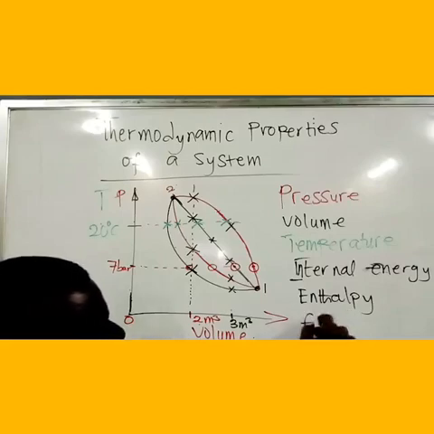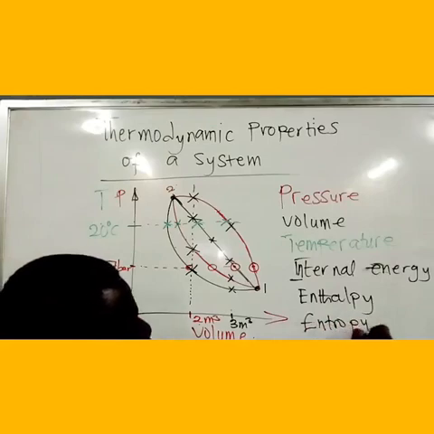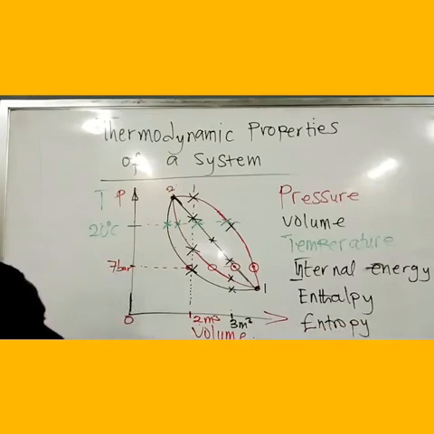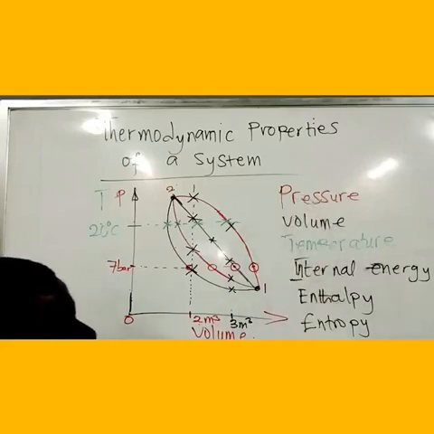Then entropy. Entropy also is independent of the path through which the fluid passes to reach the final state. So these are thermodynamic properties of a system. The 6 thermodynamic properties of a system.